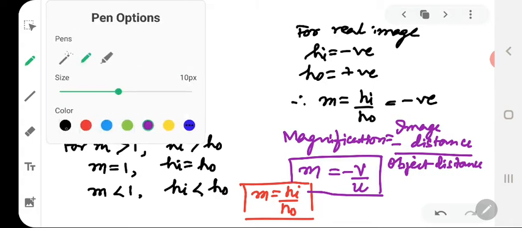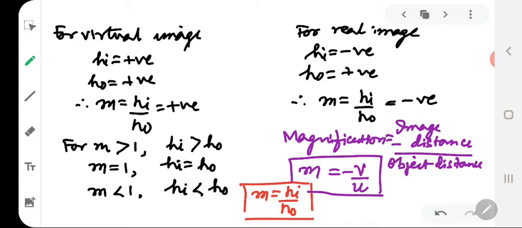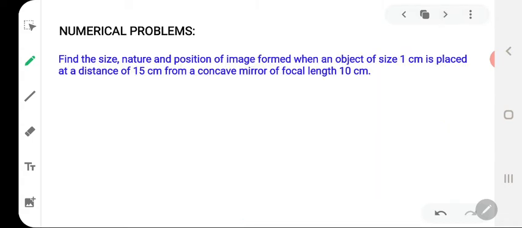Now, as I told you right in the beginning of the class, we shall be solving two numerical problems, one each from concave and convex mirror. So let's begin with the first numerical problem, which is based on concave mirror. What is the question? I'm just reading it out. Find the size, nature and position of image formed when an object of size 1 centimeter is placed at a distance of 15 centimeter from a concave mirror of focal length 10 centimeter.